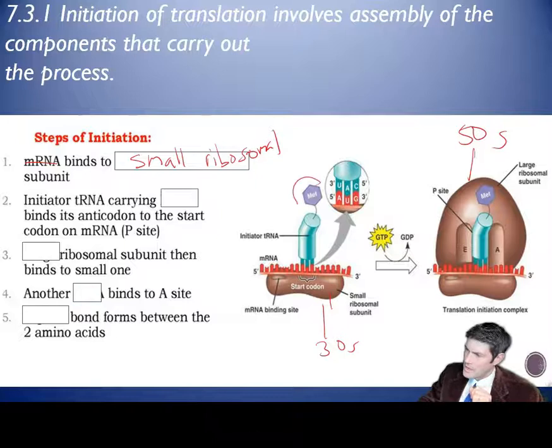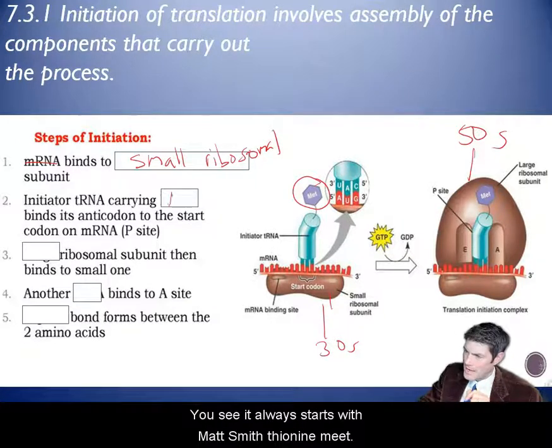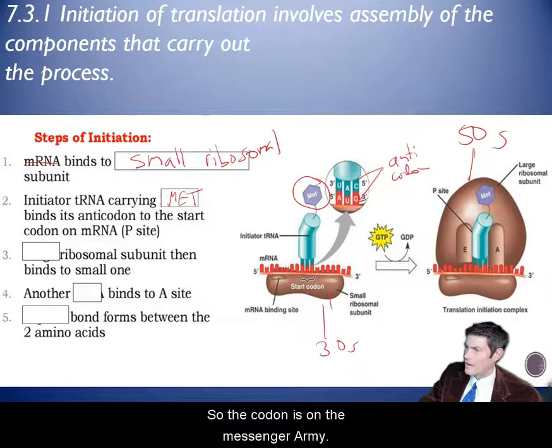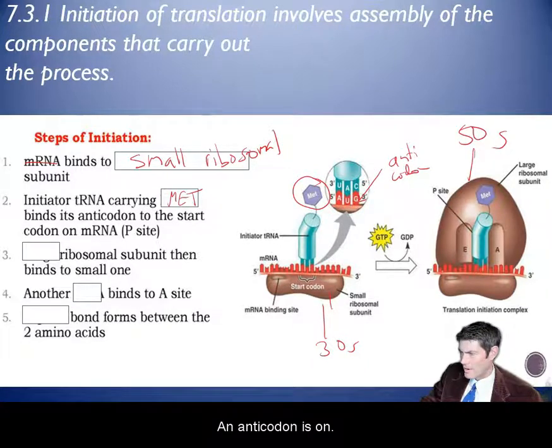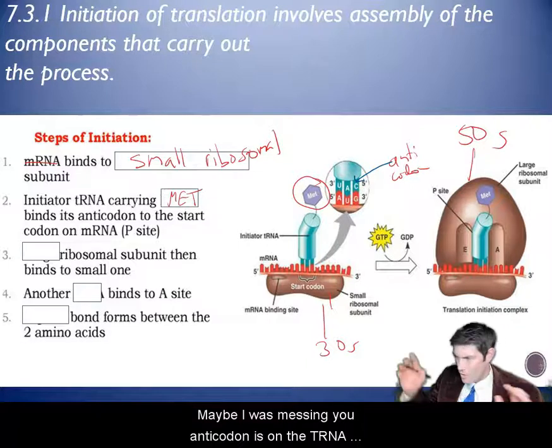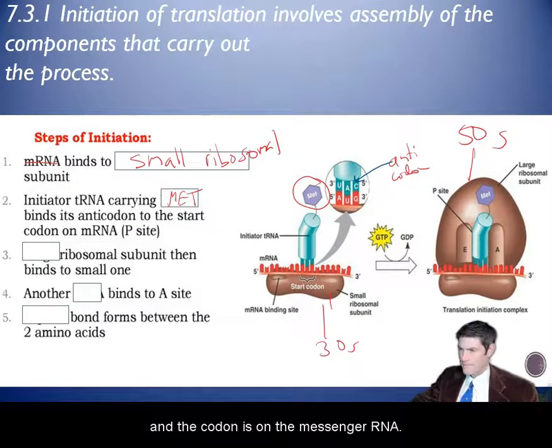And then you'll see it always starts with methionine, M-E-T. This is called the anticodon. So the codon is on the messenger RNA, and the anticodon is on the tRNA. Let me go blue. Maybe that was messing me up. The anticodon is on the tRNA, and the codon is on the messenger RNA.